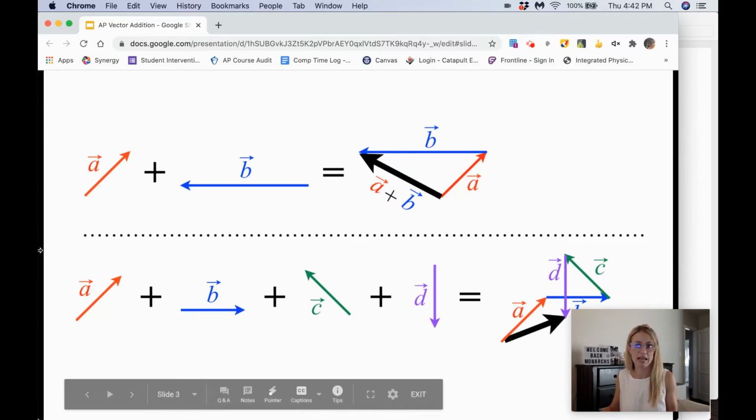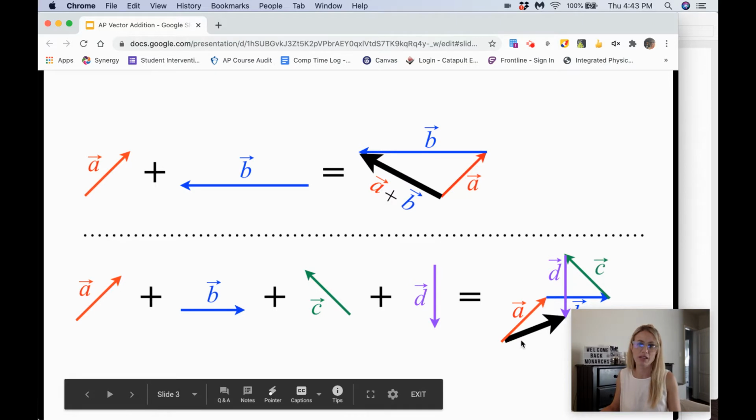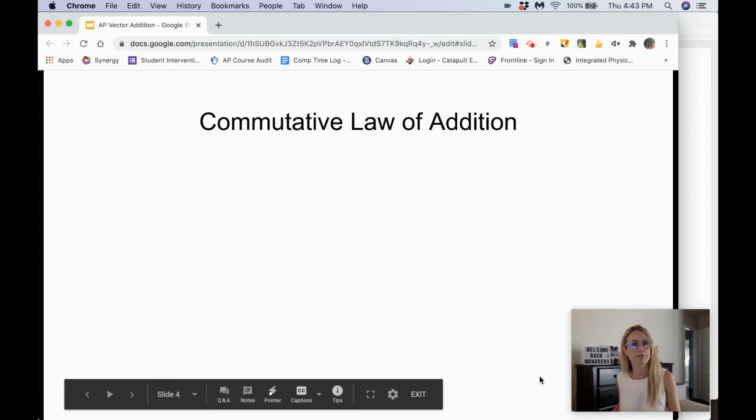You can see that here with our 4 vectors, we have our first vector A, the tail of the next vector is added to the tip of the first vector, the tail of the next vector is added to the tip of that vector, and so on and so forth. And then our resultant vector goes from the origin of the first vector to the end of the last vector.